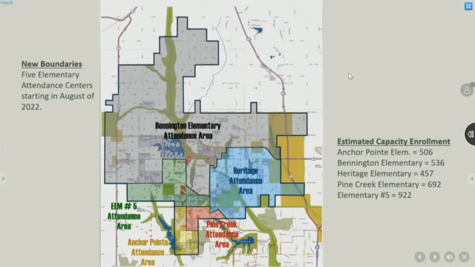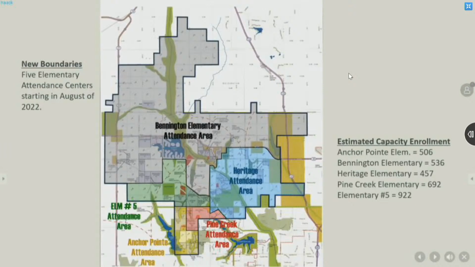So Elementary 5 is in the green, Attendance Center for Anchor Pointe is in the yellow. Now keep in mind there are some other yellow blocks in there, but if you look at the map, those are City of Omaha zoning jurisdictions for commercial or industry. So going down Highway 133, we do not have attendance center going to Anchor Pointe. That is zoned differently by the city. So keep in mind what we have down here.